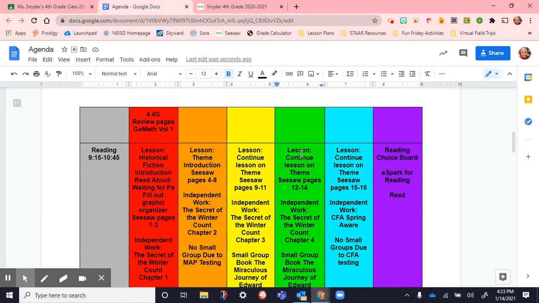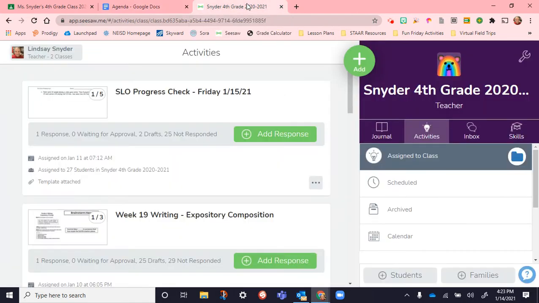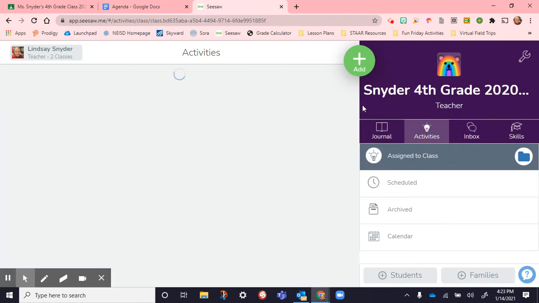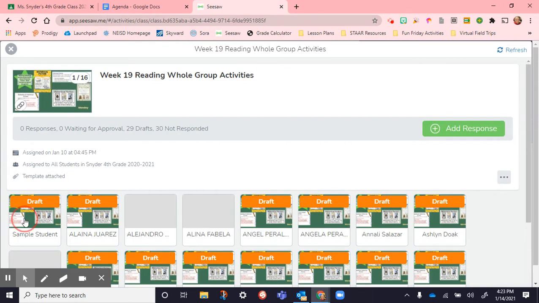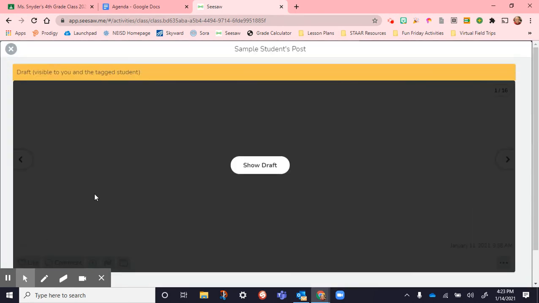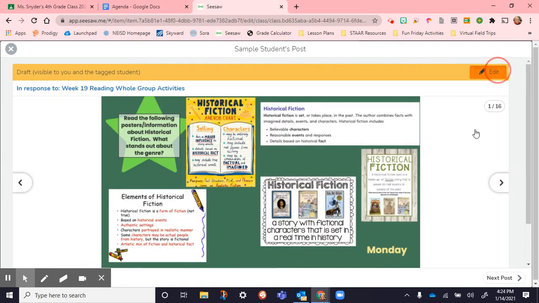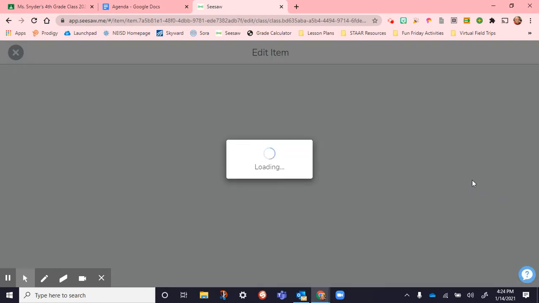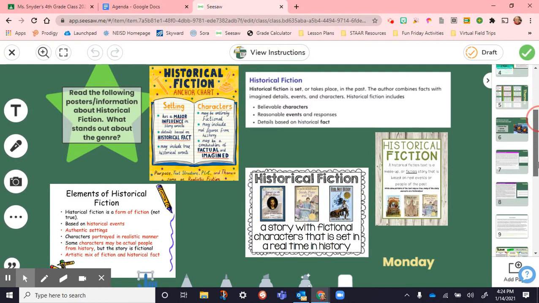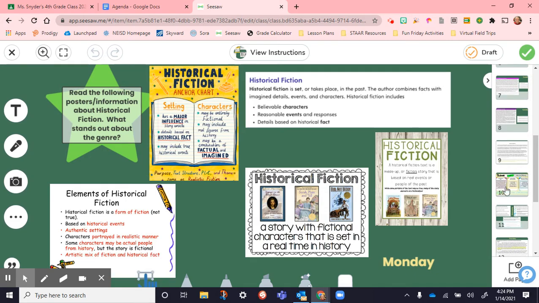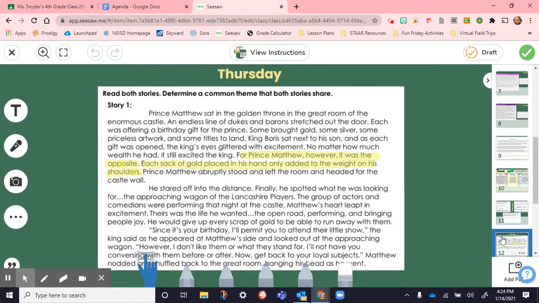Then for reading today, we continued our lesson on theme. So if you go here to Seesaw, and you go down here to reading whole group activities, open up mine. All right, so we went down here. All right, so we're on Thursday.